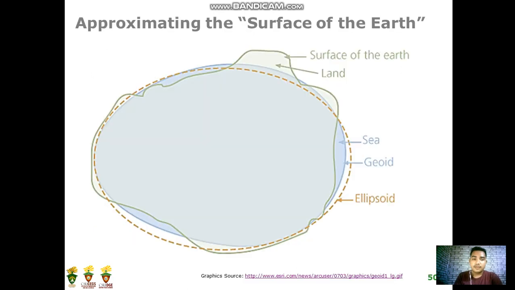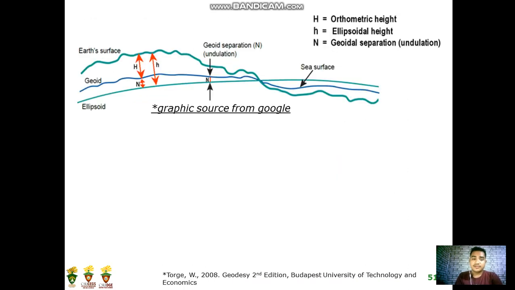So here is the illustration that shows different surfaces of the Earth, or how to approximate the surface of the Earth. So we have the surface here, the terrain, the geoid, and the ellipsoid. So here is another representation. The dark blue, or the blue-green, represents the Earth's surface or the terrain. And we have also the geoid. The geoid pala is the sea surface and its extension towards the continents or the land parts.